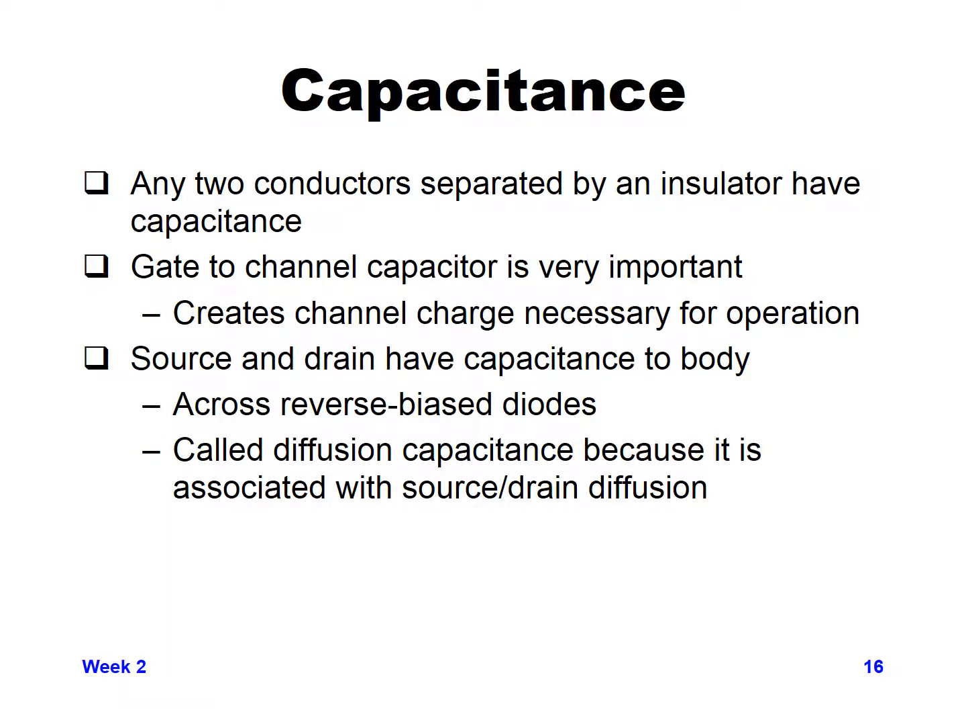So this is called diffusion capacitance because it's associated with the source and drain diffusion. This capacitance, along with other capacitances in the overall circuit and process, will help slow down our circuit. The more capacitance you have, as you try to charge and discharge and switch your logic values between 0 and 1, the more you have to charge and discharge, which will slow down how fast you can switch between 0 and 1.